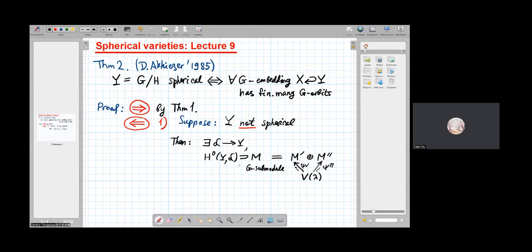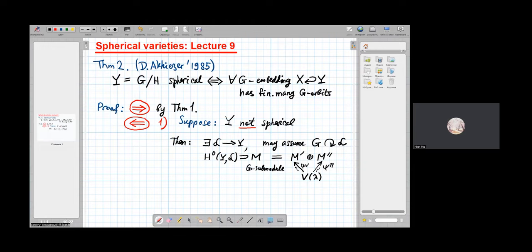And of course, if the representation of G prime in this space were not multiplicity free, then the representation in its tensor power will still not be multiplicity free. So we may assume, for simplicity, that G itself acts on L. Let me write it here. Okay, so we have such a picture.